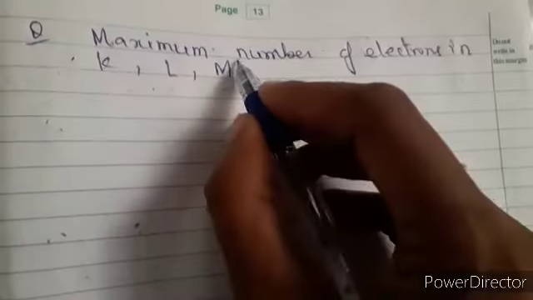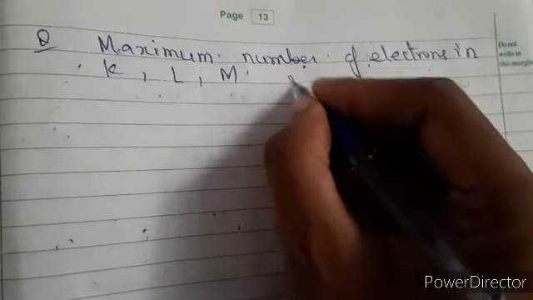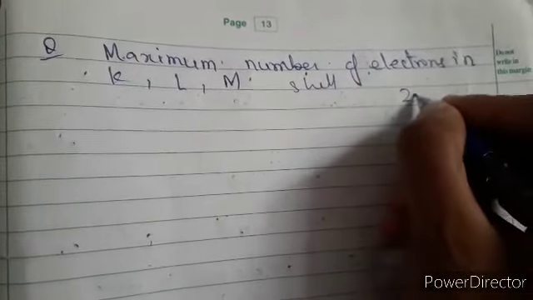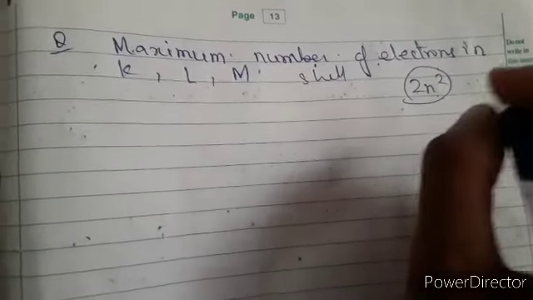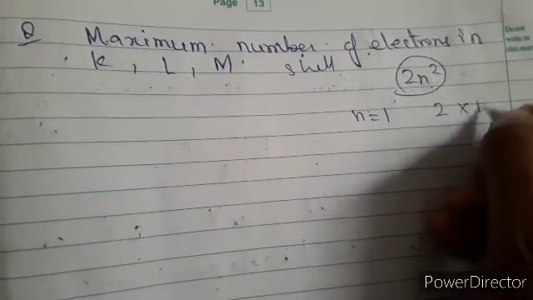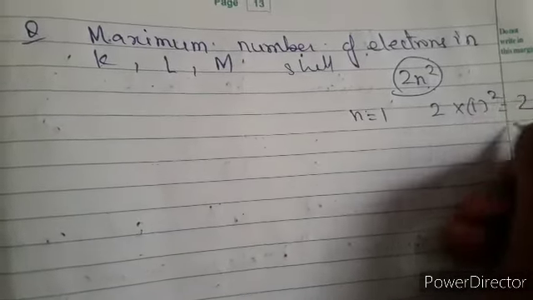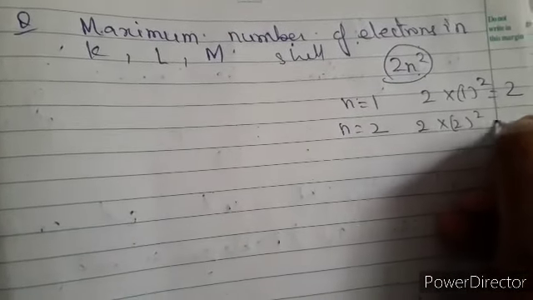Now they can also ask you the maximum number of electrons in K, L, M shells. I have already told you to please focus on this: 2n square is the Bohr formula, and you know how to calculate it. If n is equal to 1, then you substitute the value over here, you will get 2. So maximum 2 electrons. If n is equal to 2, then 2 into 2 whole square, you will get 8.